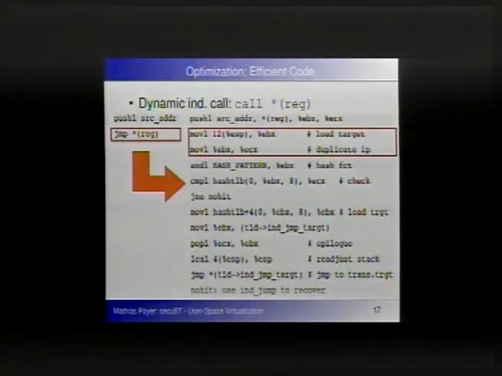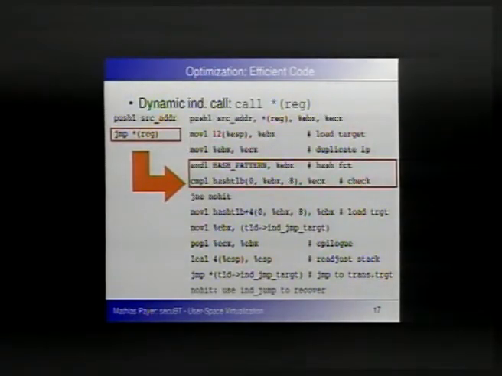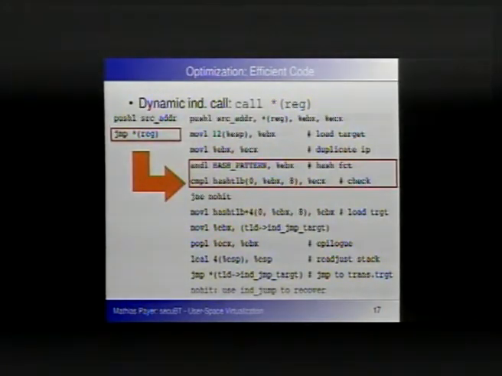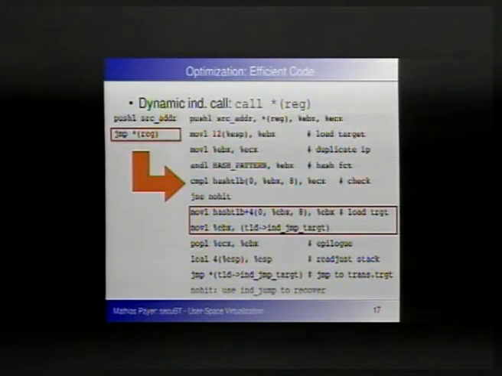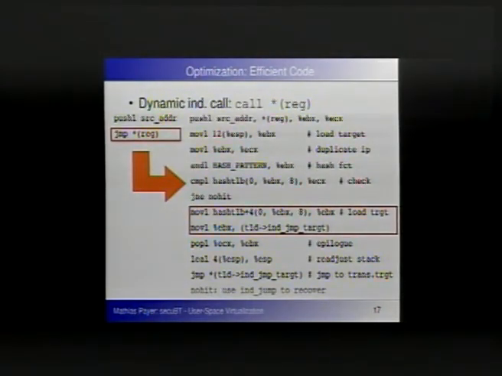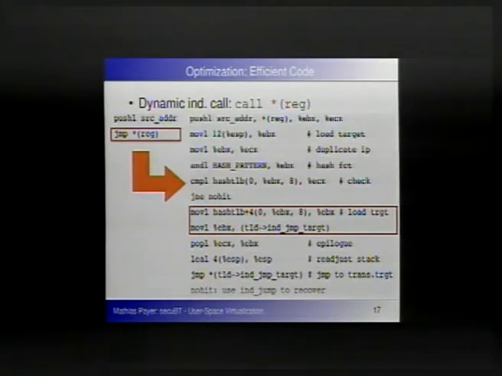So the first thing is we load the target from the stack. We do some specific hash function, which is based on a hash pattern, and use specific encoding to compare the entry in the hash table with our location that is on the stack. If we have a hit, then we just load the instruction pointer out of the hash table and write it into a thread local data structure.